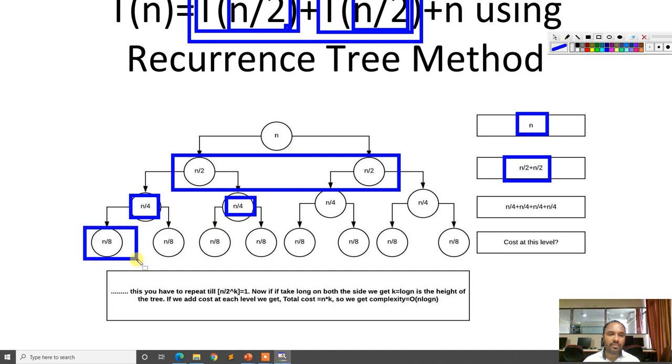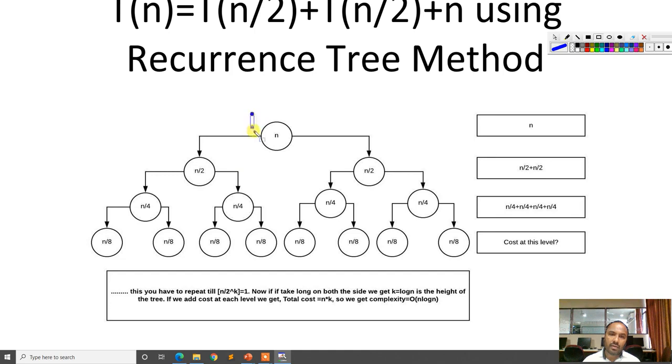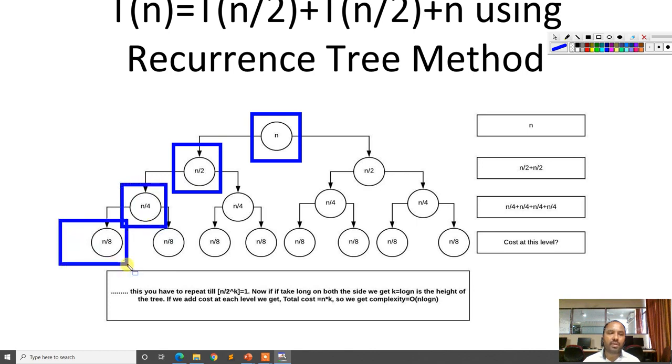Again, if I replace n with n by 2, I am going to get n by 8, n by 8, and so on. Now up to which point do we have to repeat this process? We have to try to observe the pattern. Here, instead of n, we can write n divided by 2 raised to 0, and as we know 2 raised to 0 is 1, so it is going to be n. Here we can consider n divided by 2 raised to 1, n divided by 2 raised to 2, n divided by 2 raised to 3.